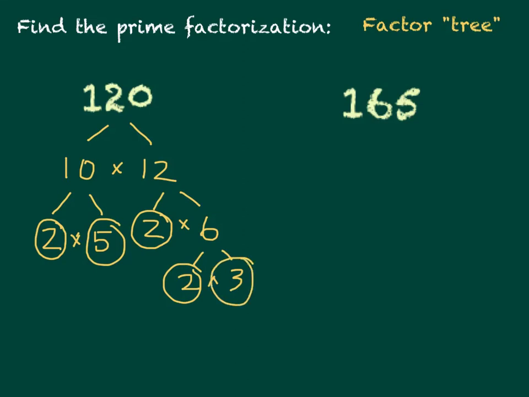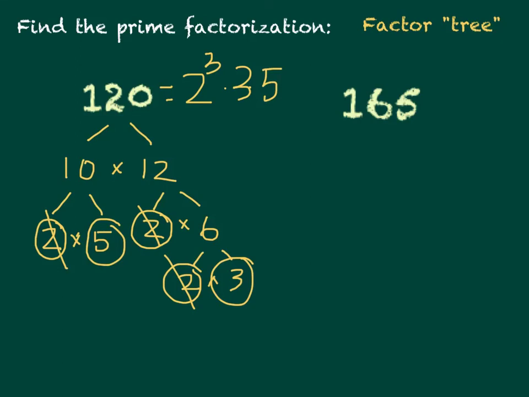Now the key is to go back up to my original problem, and I'm going to write down 2. This time I have 3 2's. 1, 2, 3, so I have 2 cubed. I have a times 3 and times 5. Those multiplication symbols are really important because the goal is if I multiply 2 times 2 times 2 times 3 times 5, it should take me back and equal 120.